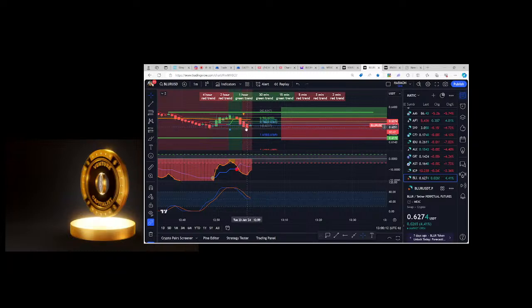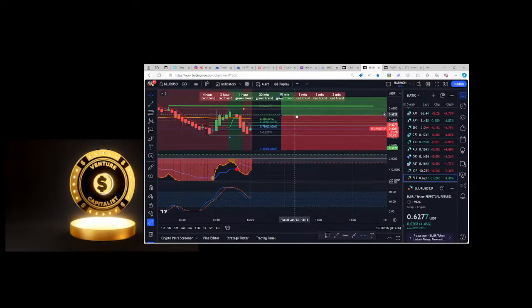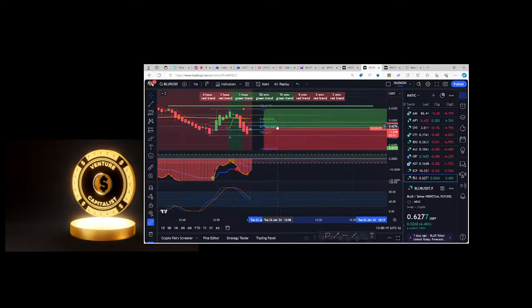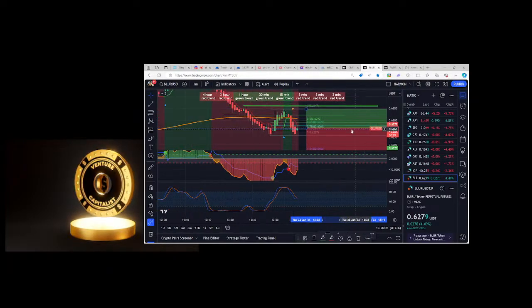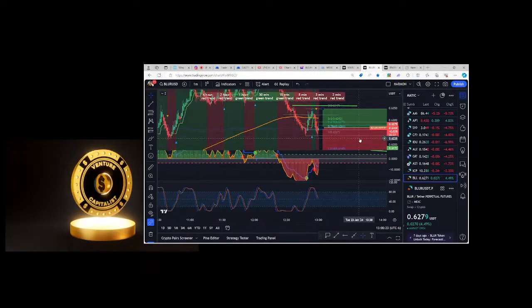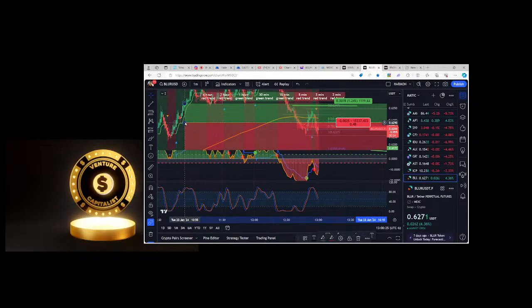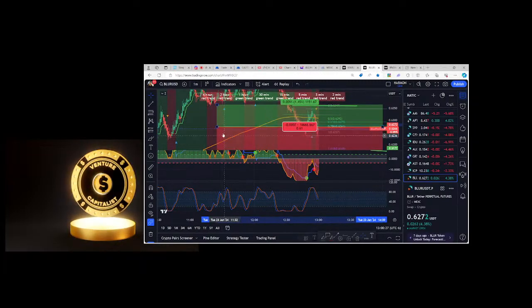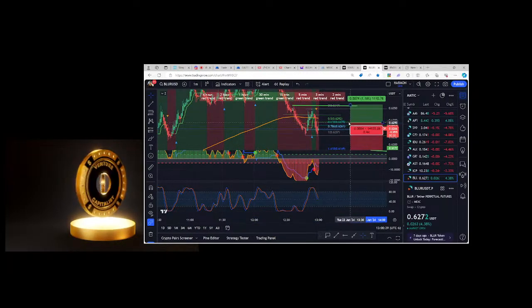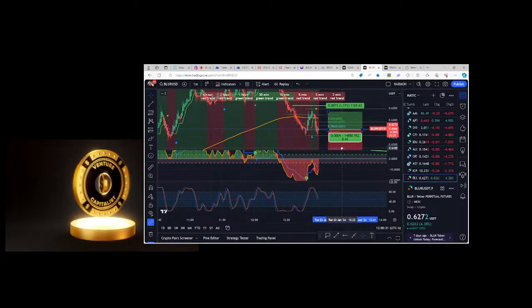All right, so you can see here on Blur, it's caught a little bit of volume on the 1 minute here, right? So now it has another opportunity to show a move, right? Last time this move happened on the 1 minute, we got a 1% move, right? So let's see here. Now it's coming up again.